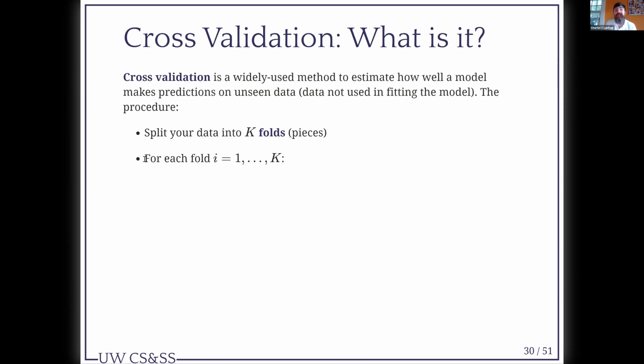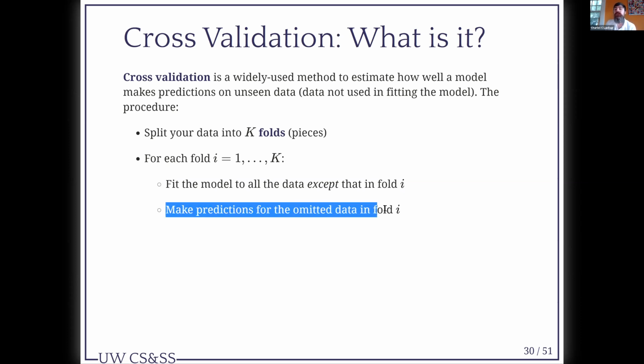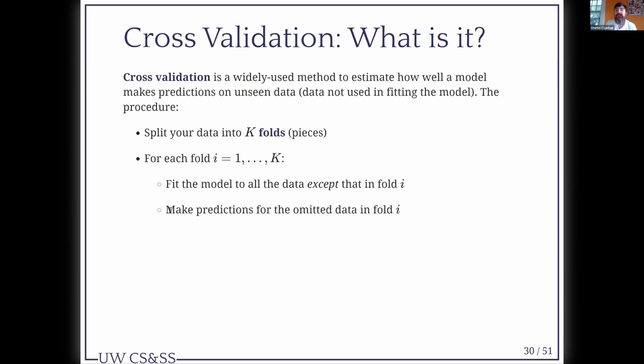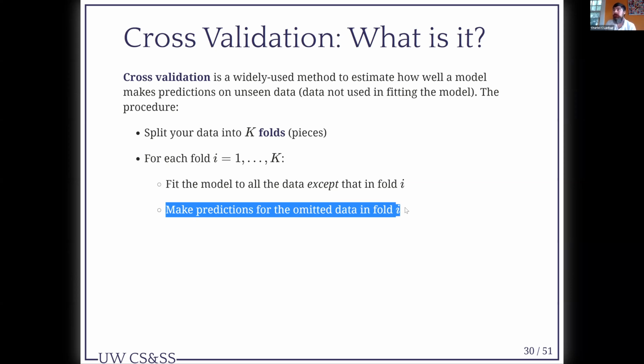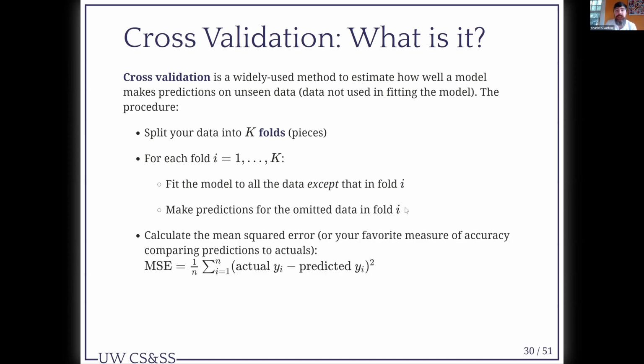Then what we're gonna do is for each fold, 1 through K, so if we've got 10 folds, we're gonna do this 10 times. We will fit a model to all of the data except the data in that one fold. If we have 10 folds, we're going to fit a model using 90% of the data, okay? Then we will make our predictions for the omitted data. That is, we'll fit our model on 90% of the data, but then in that predict function, we're going to put in the 10% we left out and see how good of a job the model does with its predictions, okay? Then we will calculate some measure of accuracy.